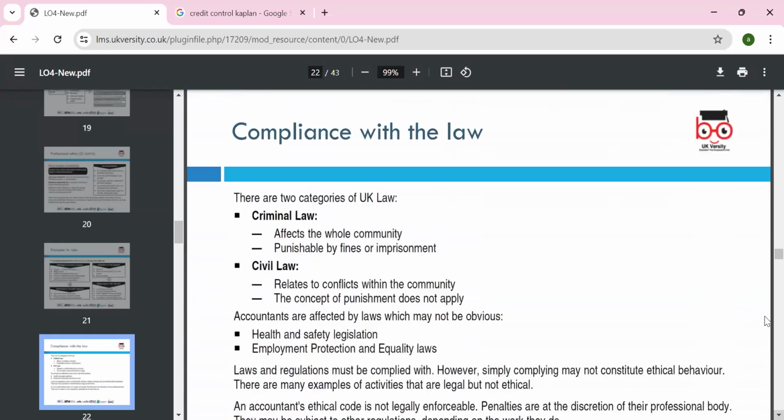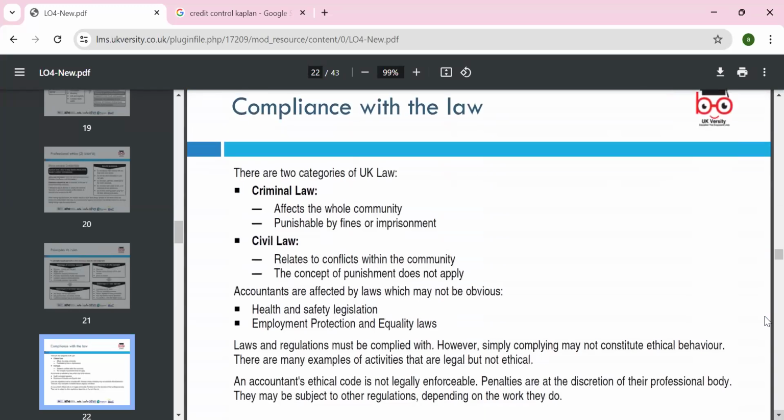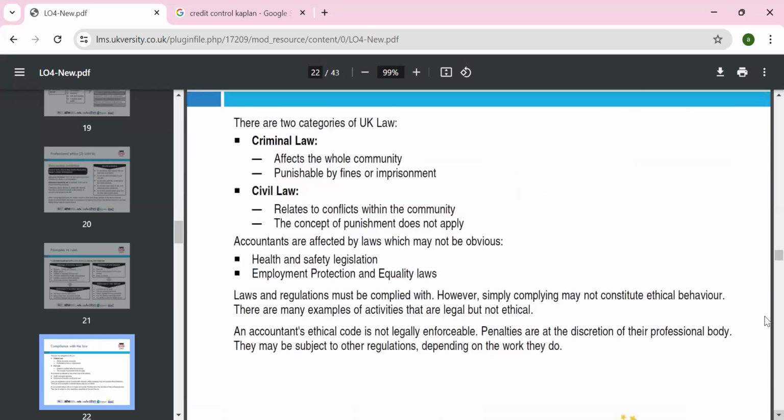So on compliance with the law, we can look at criminal law and civil law. Criminal law is all about needing a bundle of evidence. If you're not following rules and legislation, that leads to criminal liability. Civil, the ethics are the civil laws. Yes, conflict with the community, the concept of punishment does not apply.